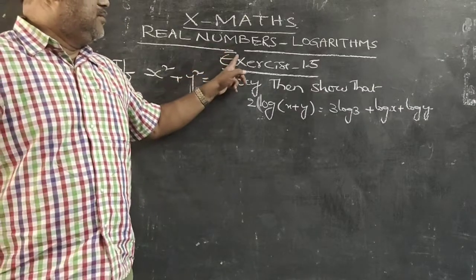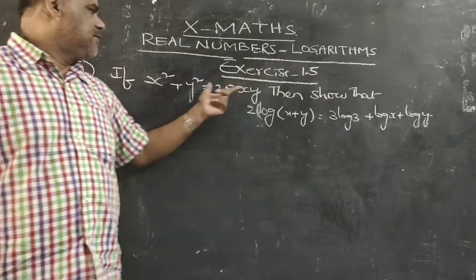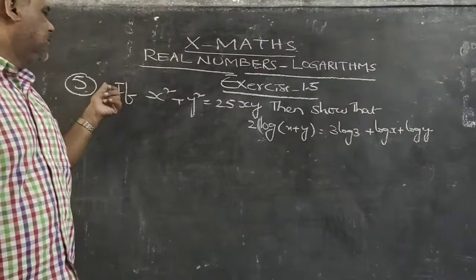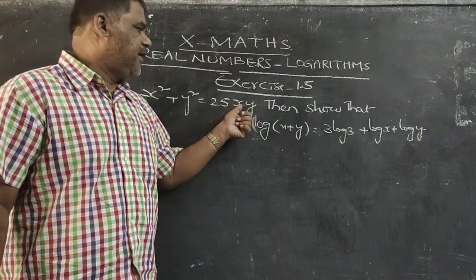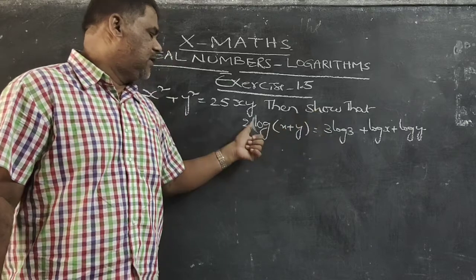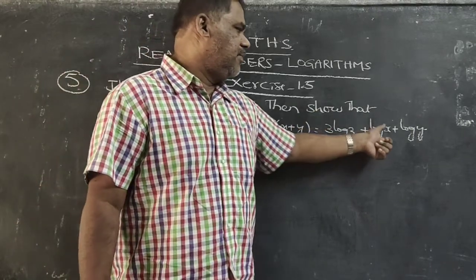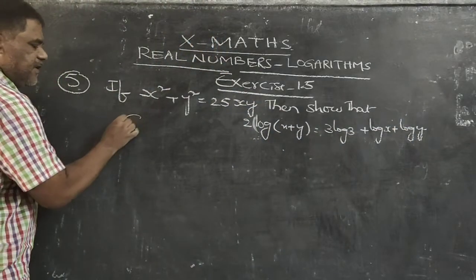So in this real numbers chapter, logarithms exercise 1.5, the last four sums 5, 6, 7, 8 are very important. So the fifth problem is, if x square plus y square is equal to 25xy, we have to show that 2 log (x plus y) is equal to 3 log 3 plus log x plus log y. So let us take the given condition.